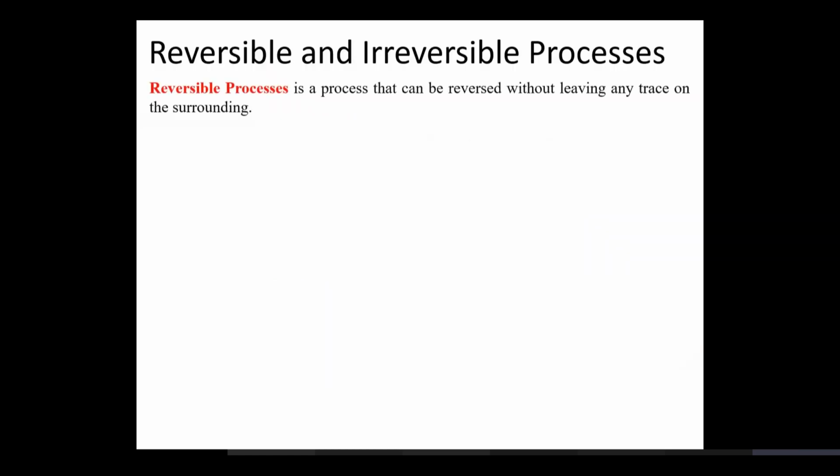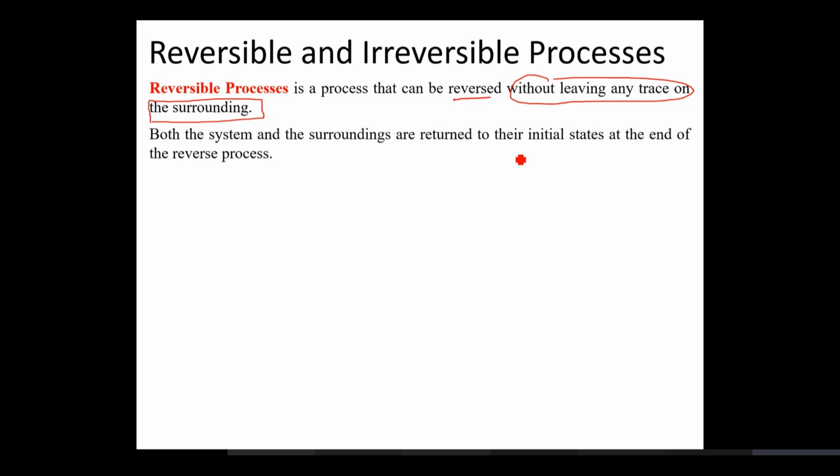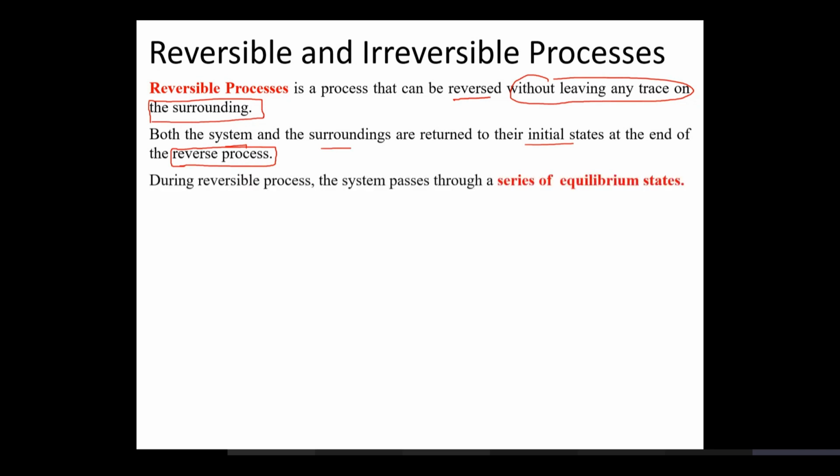Now, reversible and irreversible processes. A reversible process is a process that can be reversed without leaving any trace on the surroundings. This is the most important thing. Both the system and surroundings return to their initial states at the end of the reverse process. If you remember the soda can, although the can would come back to its original condition, the surroundings would not. Why? Because the surroundings would have to do some work in order to get the system back to its original condition. During a reversible process, the system passes through a series of equilibrium states.